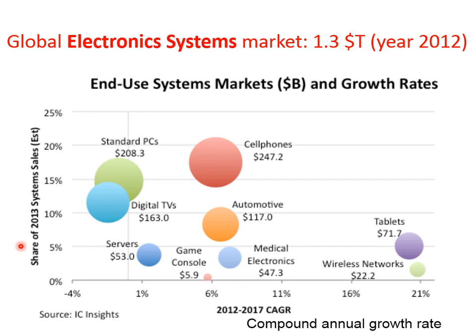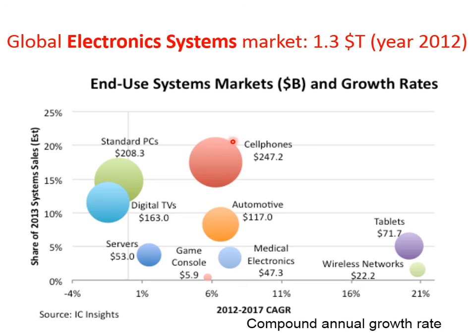So the higher, the more important part of the market, okay? And then on the x-axis is the so-called CAGR, which means compound annual growth rate. So the higher is the one that is growing faster. So for example, here, on the right, we have 21%, which means a growth of 21% per year in these 5 years, from 2012 to 2017.